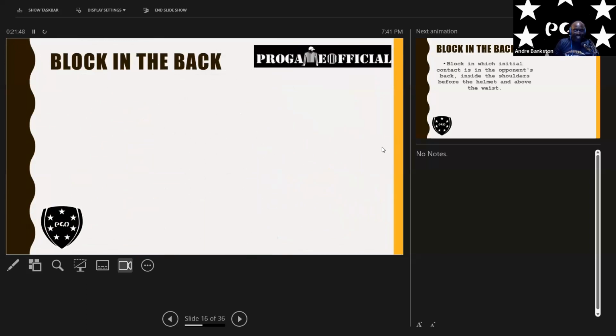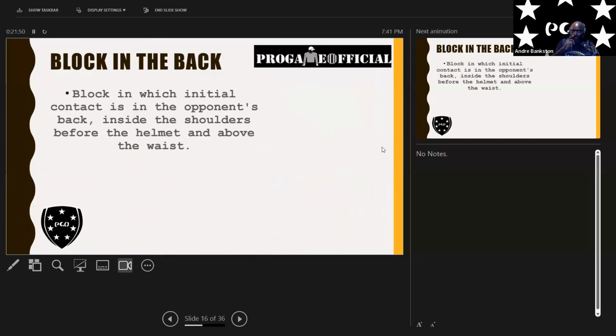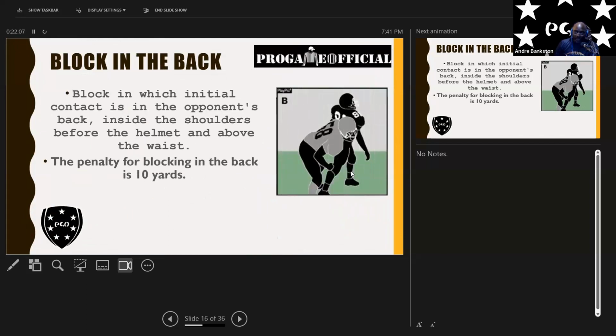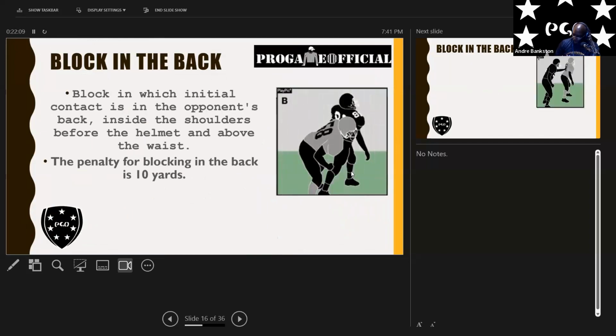All right, let's look at blocking in the back. Blocking in the back is initiated contact on the opponent's back inside the shoulders, below the helmet and above the waist. The penalty for blocking in the back is a 10-yard penalty. Okay, so again, the contact is in the back and it's not at the waist or below. So this will be blocking in the back.